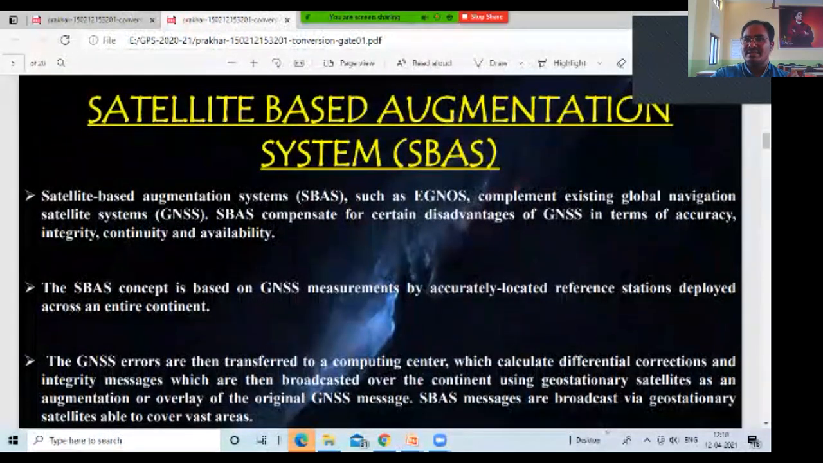So what is the satellite-based augmentation system, SBAS? So our EGNOS or WAAS, whatever it is, complements existing global navigation systems such as GNSS, and SBAS compensates for certain disadvantages of the GNSS in terms of accuracy, in terms of integrity, in terms of continuity, and in terms of availability. So existing GNSS has some drawbacks or demerits in terms of accuracy, integrity, continuity, and availability. So these are overcome by the SBAS.